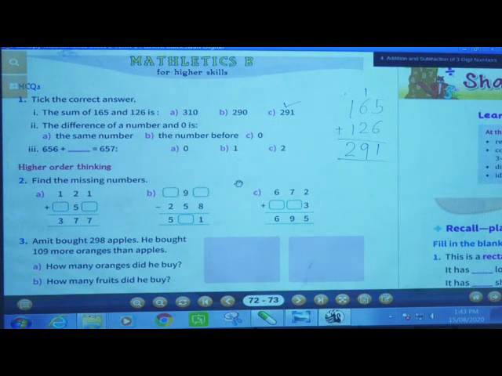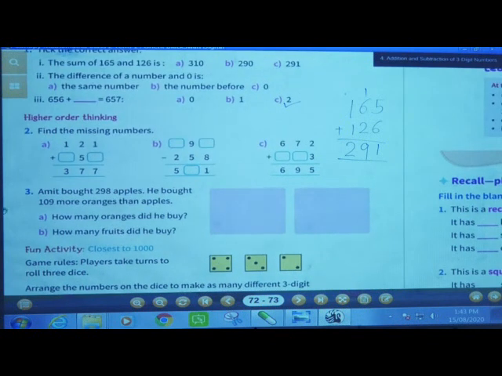In this way I have taught. Then find the missing numbers. You want to find your missing numbers and then you can do your story sums. Amit bought 298 apples. He bought 109 more oranges than apples. How many oranges did he buy? How many fruits did he buy? Then game rules, players take turns to roll 3 dice.